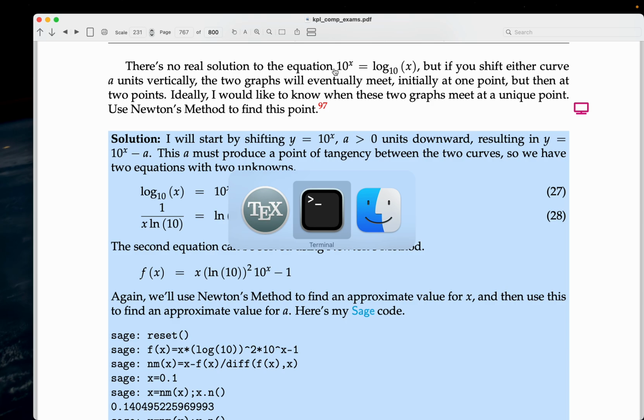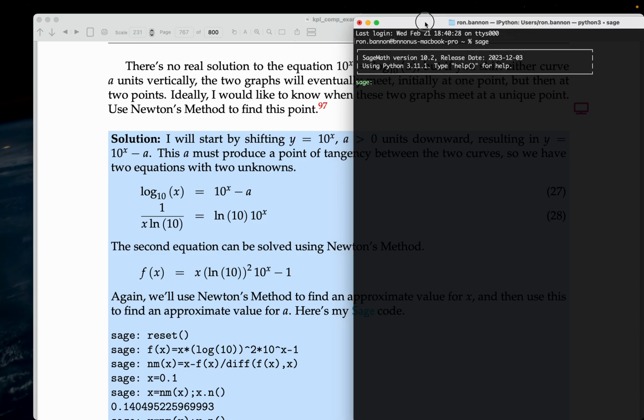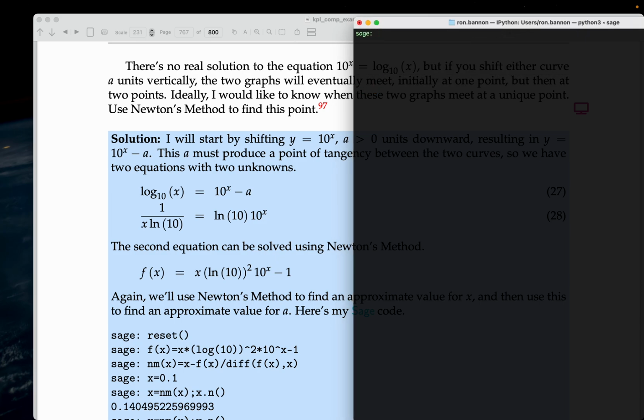And I'm going to go to my terminal. I'm going to launch SAGE. And again, SAGE is an open source platform. It's on my system, it's running under Python 3.11.1. So what I want to do is maybe just clear the screen first. And then I'm going to type in reset. And this gives me a clean slate.